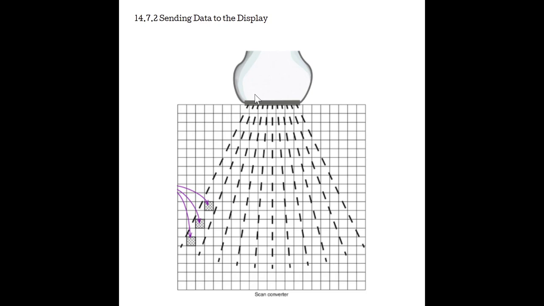So again, our scan lines are a little bit more in a vertical orientation. This information is going to come back to the scan converter, and it's going to assign different numbers, different grays, to each of the squares. But when the display goes to read from the scan converter, it's going to read side to side instead of in that vertical orientation. So that's a big reason why we have to have the scan converter, so that the display can translate that information in a way that it can use it.